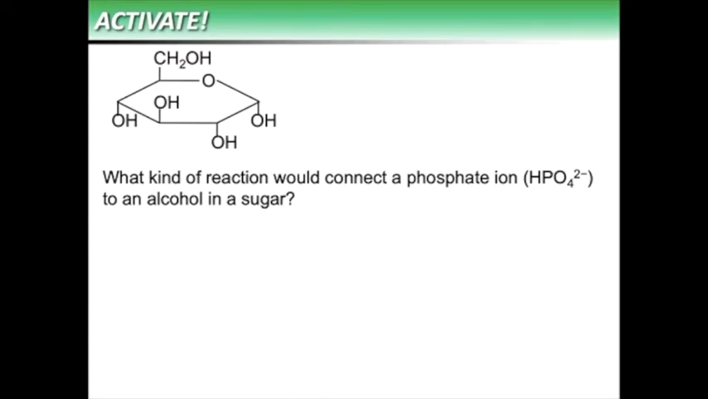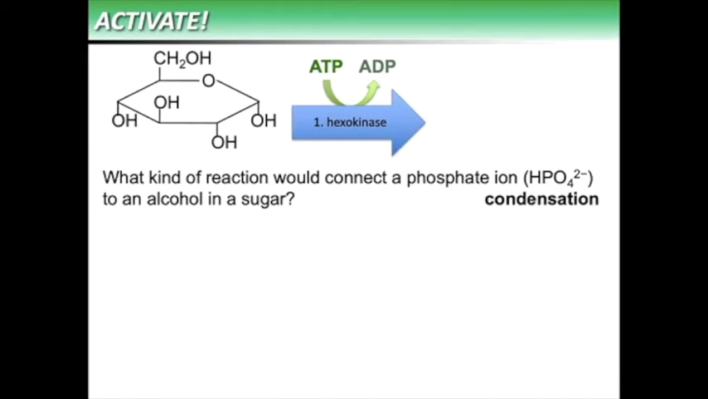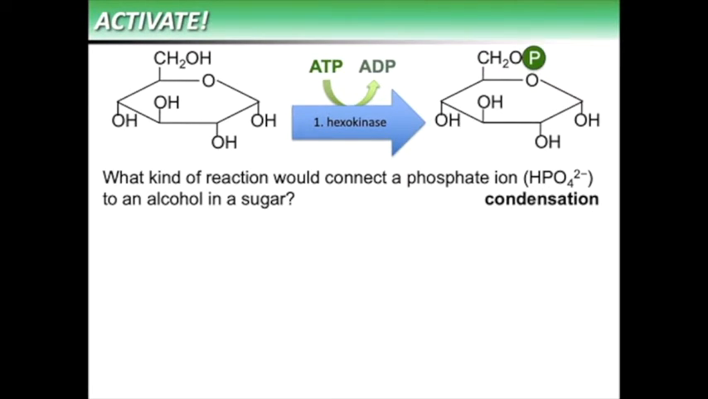So first and foremost, reaction 1 of glycolysis involves us attaching a phosphate ion to a sugar. And if I wanted to connect a phosphate and an alcohol, if I want to connect any two biomolecules, what's my method? Yell it at the screen. Hope you've come up with the reaction of condensation. And so that's exactly what we're going to do here. We're actually going to remove a phosphate from ATP and attach it to this thing.